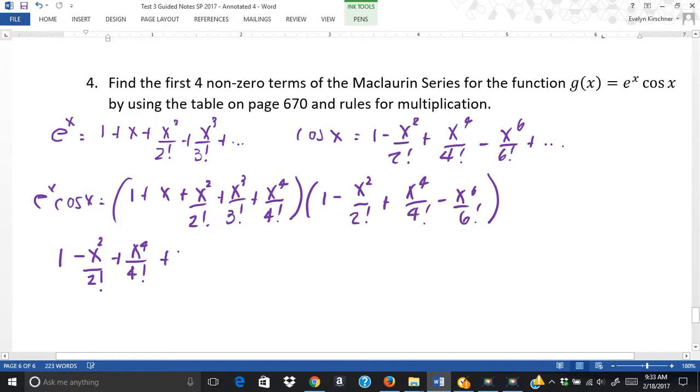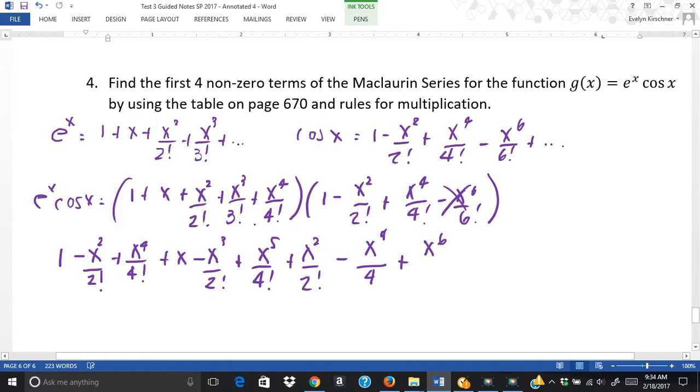x times 1 is x. x times negative x squared over 2 factorial is negative x cubed over 2 factorial. x times this one, well, let's ignore this one, is x to the 5th over 4 factorial. And then I have x squared over 2 factorial times 1, and x squared over 2 factorial times negative x squared over 2 factorial, which is negative x to the 4th over 4. And then x squared over 2 factorial times x to the 4th over 4 factorial, so that's x to the 6th over 2 factorial times 4 factorial.